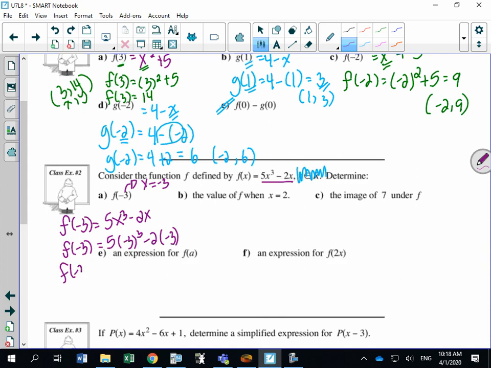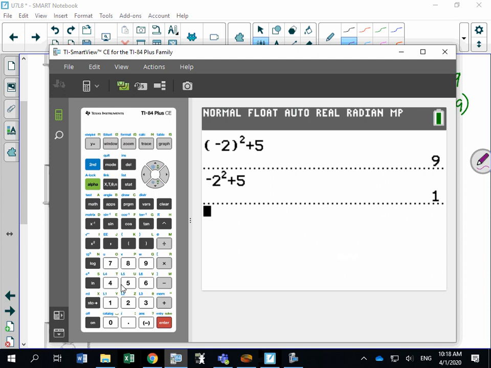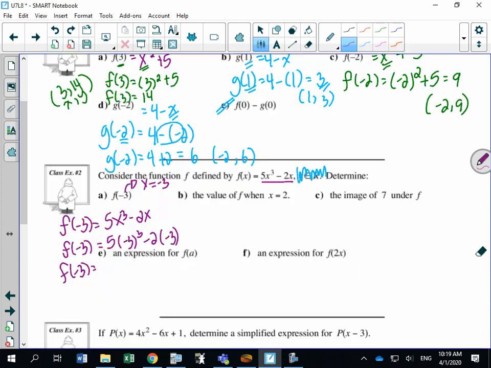F of negative 3 is equal to, if you want, let's type this in on our calculators. So on your calculators, if everybody could type this in with me. So 5, open bracket, my input is -3, so it goes in a bracket, and then I'm going to cube that. So there's your little hat button, and cube it. Scroll out. So 5 times -3 cubed minus 2 times -3. So when my input is -3, the corresponding output or my range is -129.